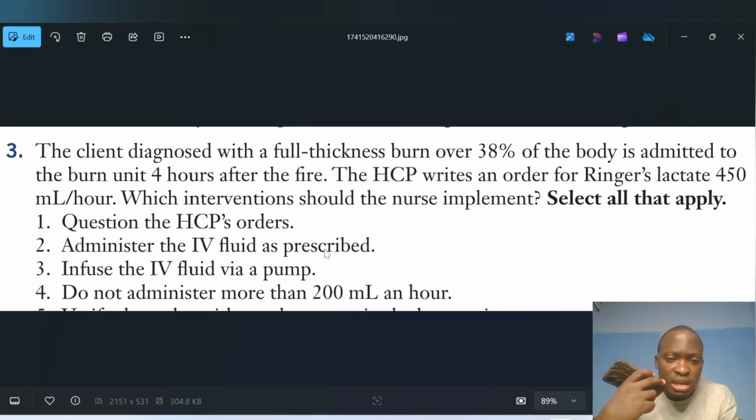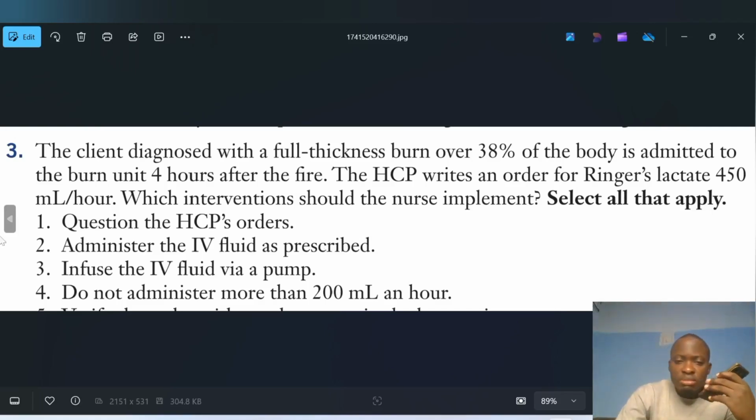Number 2, administer the IV fluid as prescribed. Absolutely yes, 450 is okay. Number 3, infuse the IV fluid via pump. Of course, you have to use a pump so that you can resuscitate much faster. Number 4, do not administer more than 200 ml per hour. No, you're supposed to administer as much as you can. So the answer was number 2 and 3.